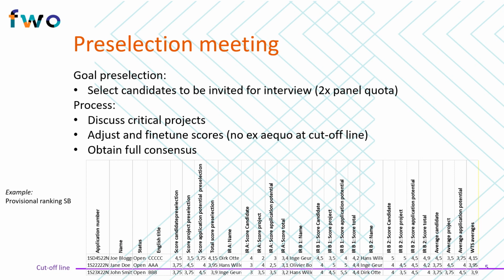Discussions will focus on candidates near the cutoff zone or on applications with large variations in score. After each discussion, the scores of the application may be adjusted. Special attention needs to be paid to ex aequos near the cutoff, which are not allowed at the end of the panel meeting, and to reaching a full consensus on the scores and ranking among all panel members. Please keep in mind that scores for candidates not selected for interview are final and will be communicated to the applicant as part of the feedback. Candidates who are selected for interview will receive new scores, certainly for the criterion candidate, after the interview.